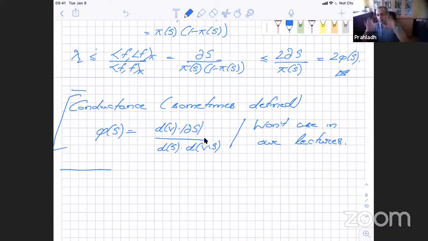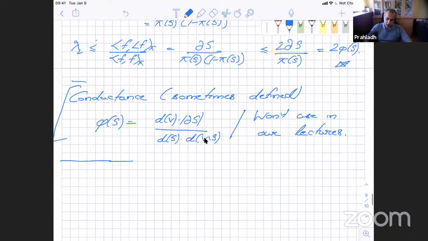I want to be comparing the same quantity in the numerator and the denominator. It should be scale invariant. This should be a ratio. It should be a dimensionless quantity. Conductance is a dimensionless quantity. Anyway, this is an alternate definition of conductance you'll find in some books. That's not the point, but let's go back.